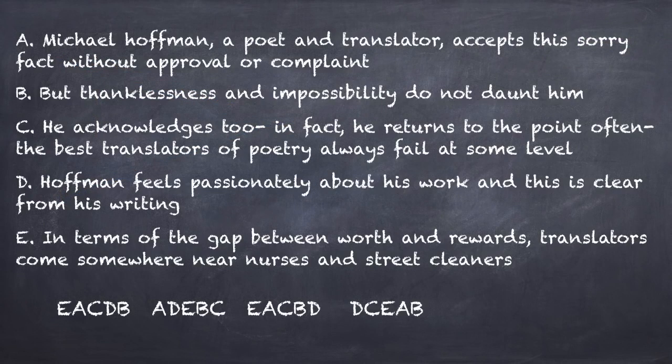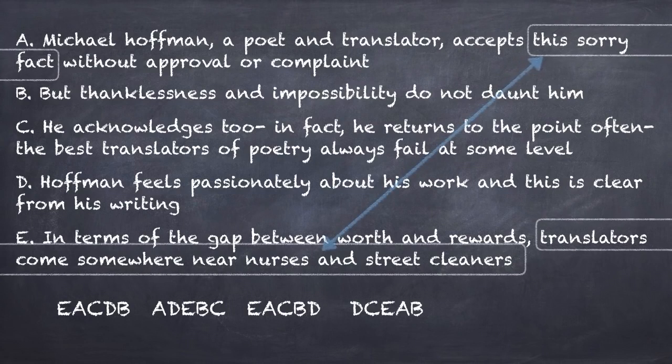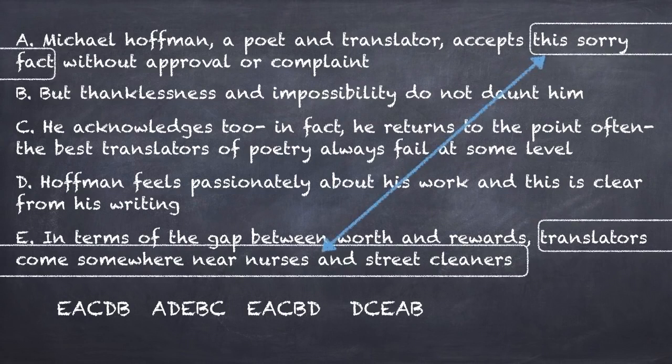Okay. Michael Hoffman, a poet and a translator, accepts this sorry fact. Which sorry fact? So I look around, and in option E I find translators come somewhere near nurses and street cleaners. Now if you're wondering how I directly found this, I did not. I looked at B, it says "but thankless and impossibility", and that is not there. He acknowledges too, that is something else.